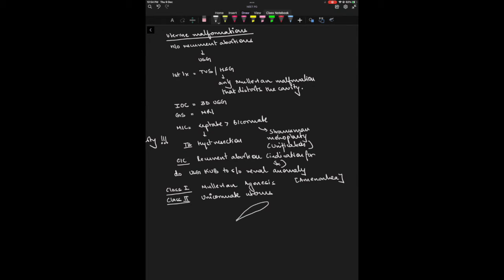So on HSG, we will see a single fallopian tube and a single uterine cavity. One side of the Mullerian duct is absent here, and the one side that is present will give rise to the cornua. Then the HSG picture will show one fallopian tube, half uterus and cervix, and half vagina.